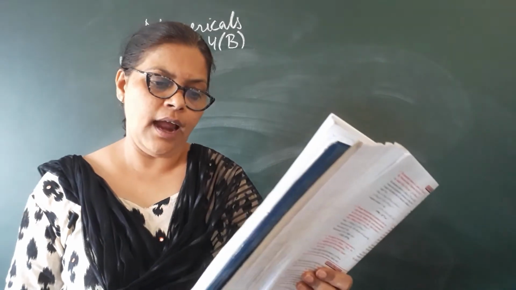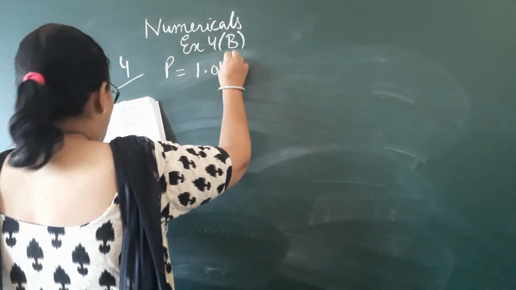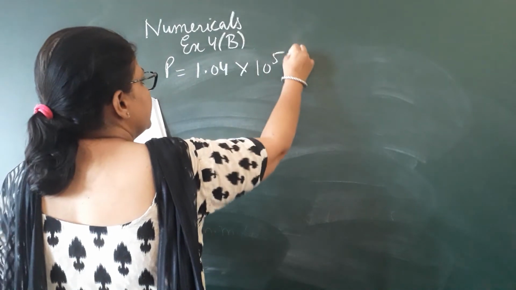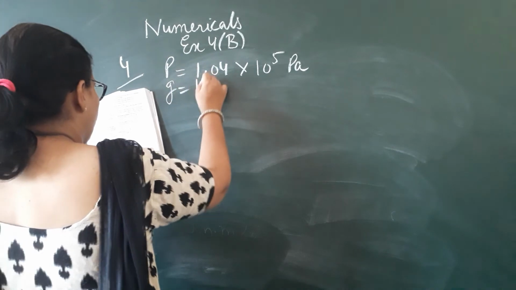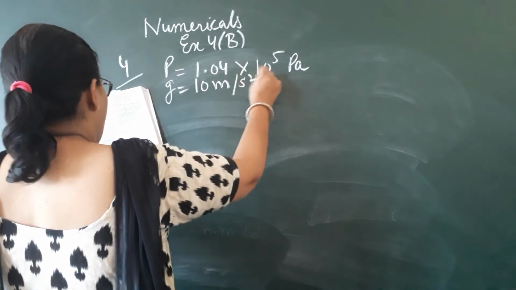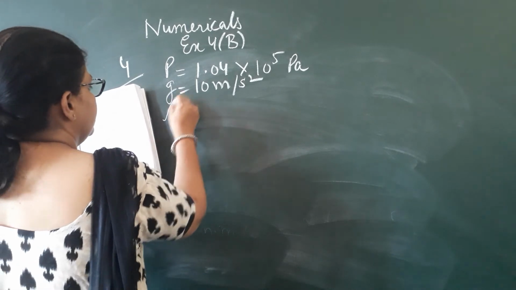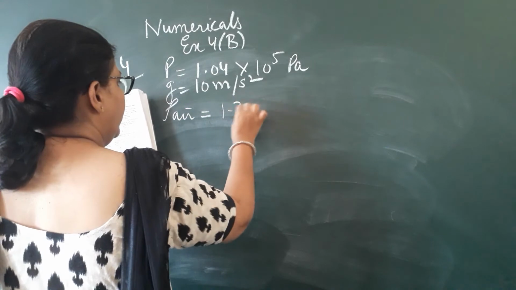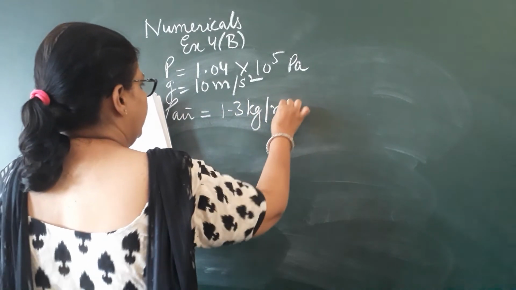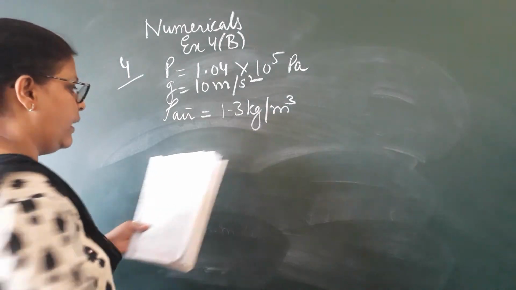At sea level, the atmospheric pressure is given to you as 1.04 into 10 to the power 5 pascals. This has already been given to you. G value is given to you as 10 meters per second square, and the density of air is given to be 1.3 kg per cubic meter. So you have P, G and rho values. You are supposed to find out H.